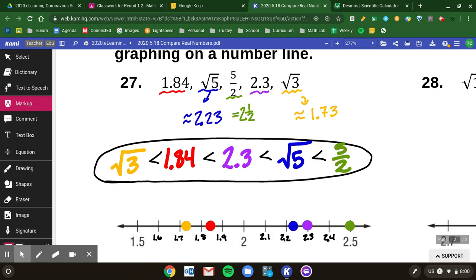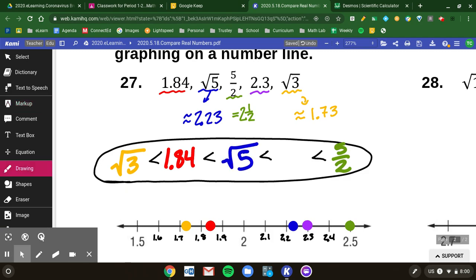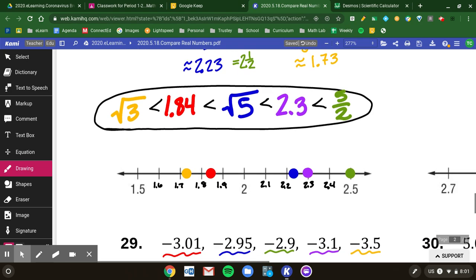And in orange, square root of 3 is about 1 and 73 hundredths, and that just proves, if you look at the number line, you'll see orange first. Square root of 3 is smaller than 1 and 84 hundredths. 1 and 84 hundredths is less than, whoops, I wrote these out of order. So 1 and 84 hundredths is slightly smaller than the next number, which is the square root of 5. Square root of 5 is a little bit smaller than 2 wholes and 3/10, and 2 wholes and 3/10 is smaller than 5 halves, or 2.5. And we go on to number 29.